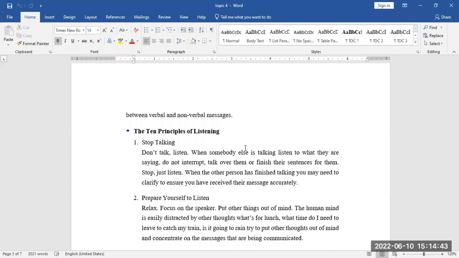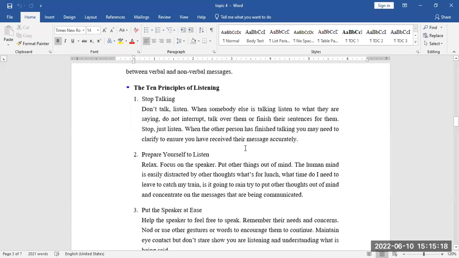Stop, just listen. So when the other person has finished talking, you may need to clarify to ensure that you have received the message accurately. Yani, when the lecturer is done teaching, you can ask a question to verify that whatever you listened to is exactly right, or to verify whether you have understood the message clearly. So number one principle of listening is stop talking.